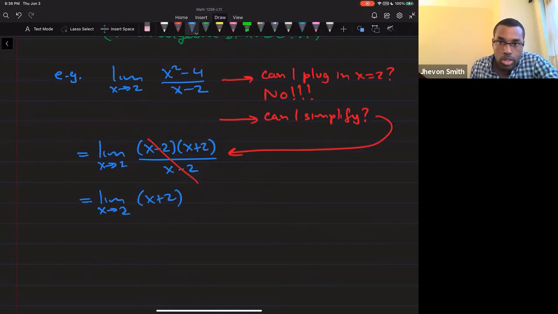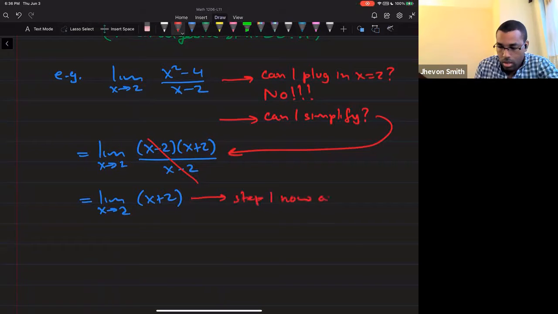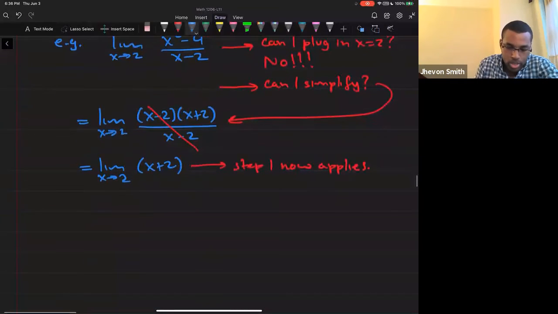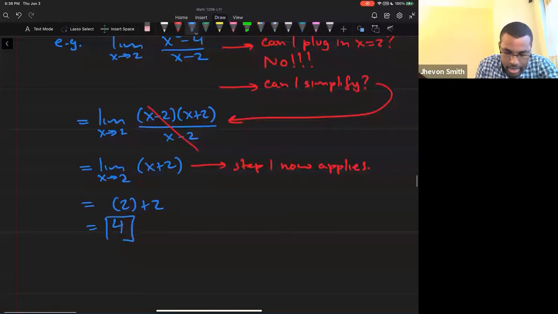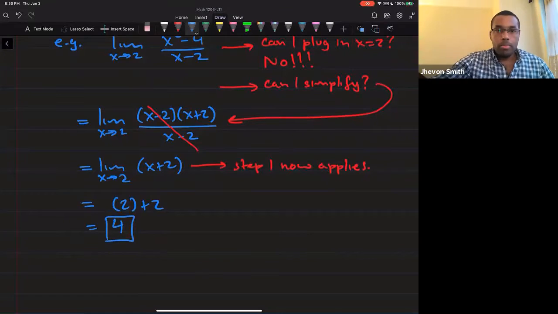Now x cannot be equal to 2, but the limit doesn't care about being equal. As long as I'm not at 2, this thing is going to behave like x plus 2. And so now I'm in a situation where step 1 applies. I'm looking at a limit where I can just plug in the number. I can plug in 2 into x plus 2, and that will make a valid answer. And so the answer here is actually 4.